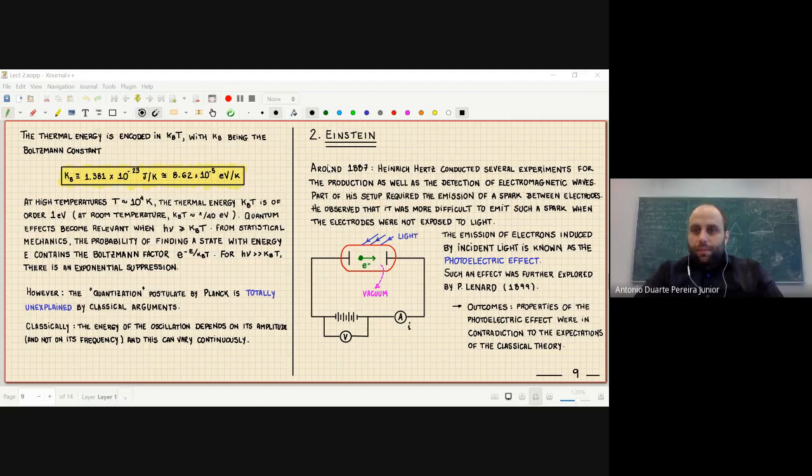Okay, so I want to explain to you what the photoelectric effect is about and how Einstein solved the riddle that people encountered when trying to explain the photoelectric effect. Okay, so let me start by saying the following.